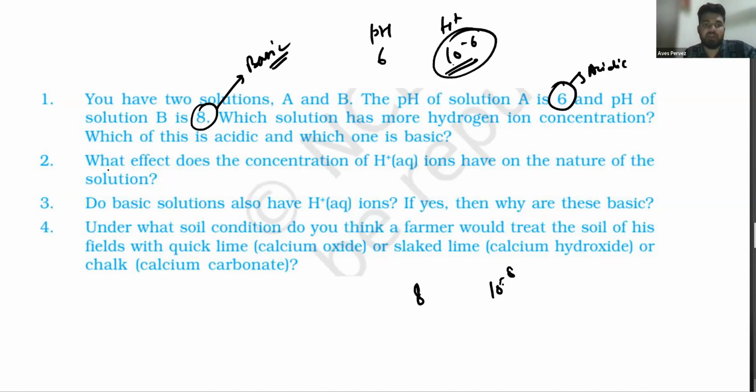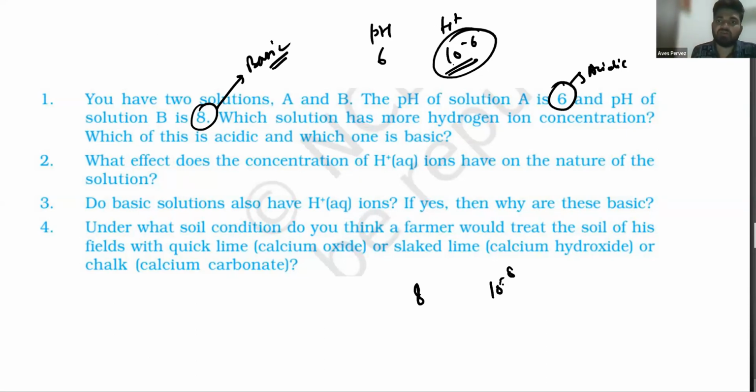What effect does the concentration of H plus ions have on the nature of the solution? The question being asked is, do the basic solutions also have H plus ions? If yes, then why are they basic? So do the basic solutions also have H plus ions? If you are not studying this very clearly, how can you answer this one? So let me explain to you, dear students.